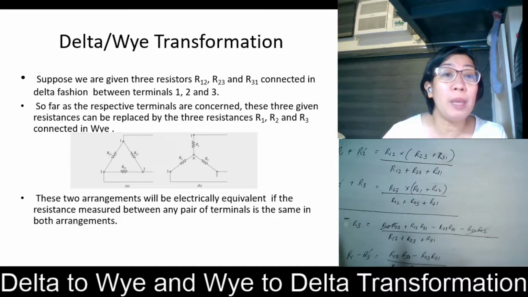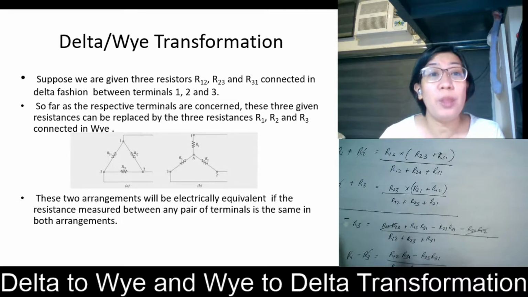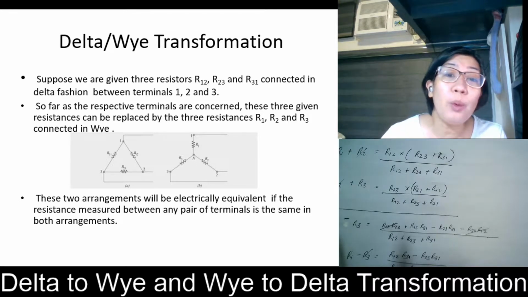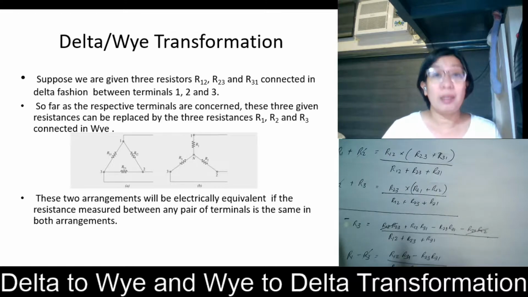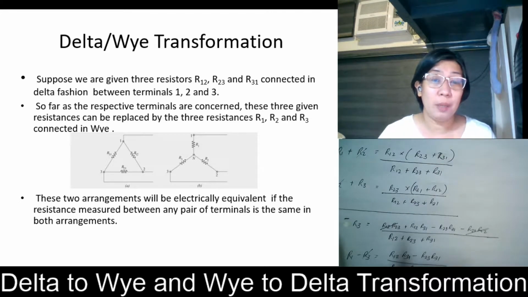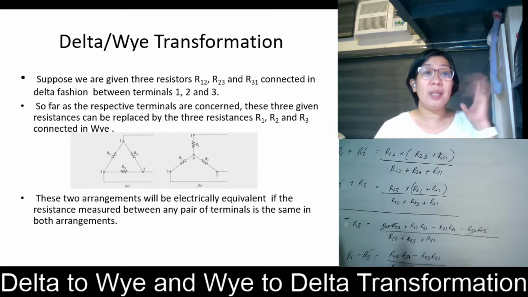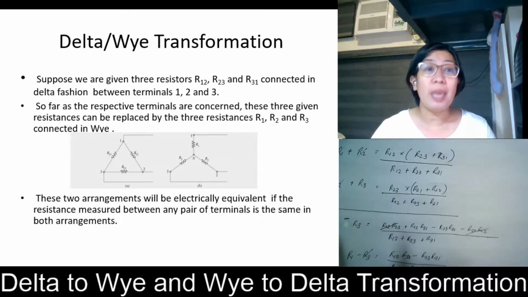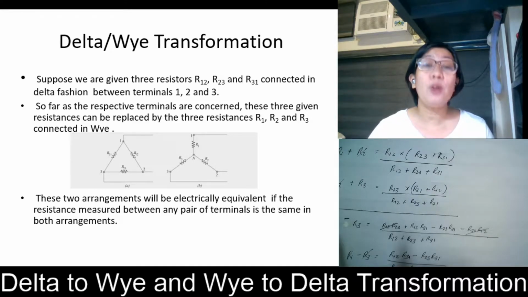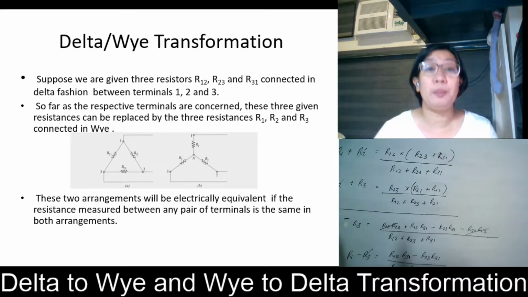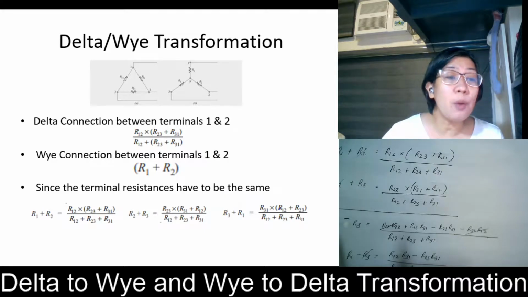We have to determine their relationship with each other. How are we going to replace this R12, R23, and R31 with its corresponding circuit having resistance values of R1, R2, and R3? These two arrangements will be like the equivalent resistance that we discussed in the previous video. It says that these two arrangements will be electrically equivalent if the resistance measured between any pair of terminals is the same in both arrangements. So it doesn't matter if we use the delta or the Y, as long as we make use of their equivalent resistance, the result will always be the same. So how are we going to do that?